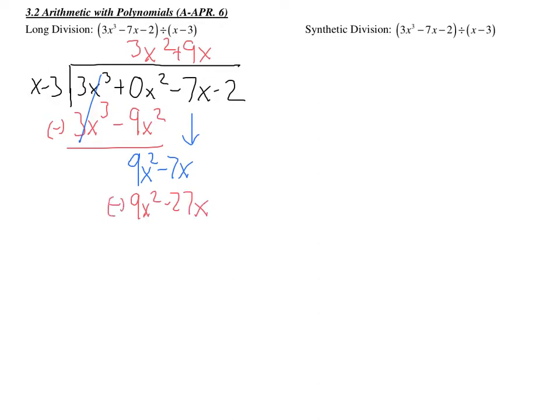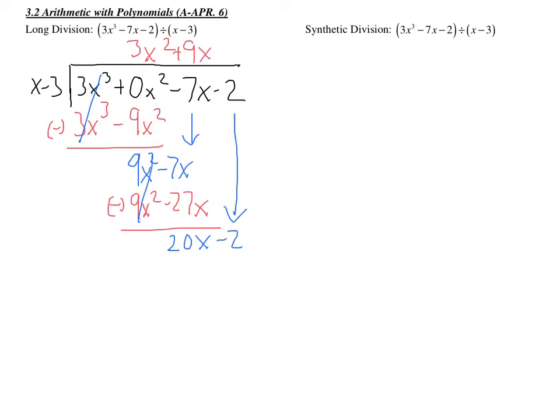We are going to subtract down both pieces. When you do that, this cancels. Negative 7 minus 27, be careful, that's a positive 20x. It's very easy to mess up, so be very careful with that. Bring down the negative 2.